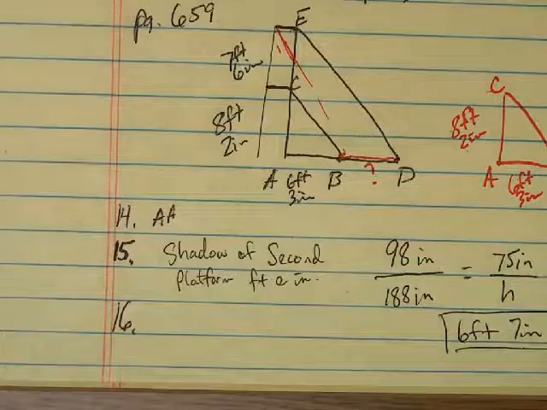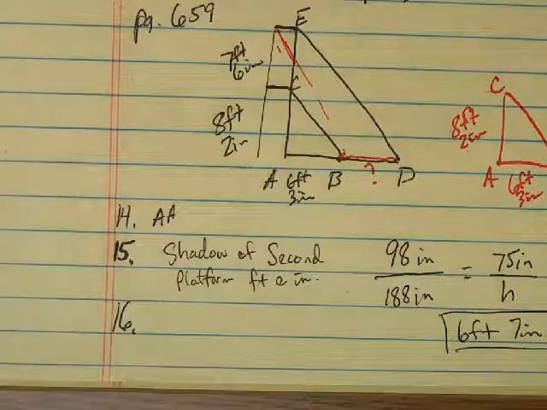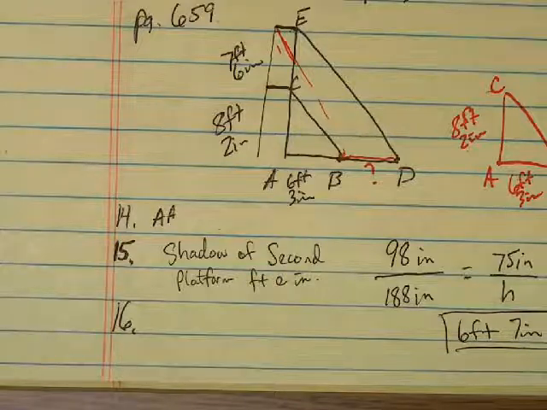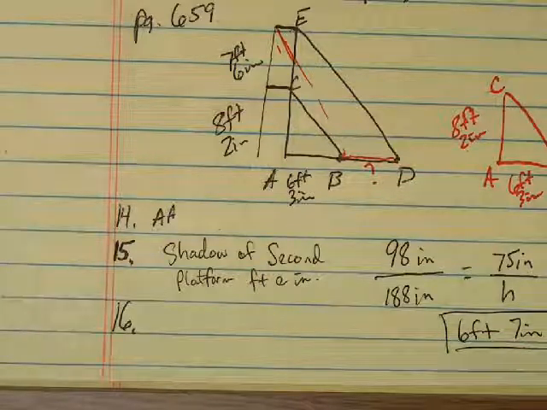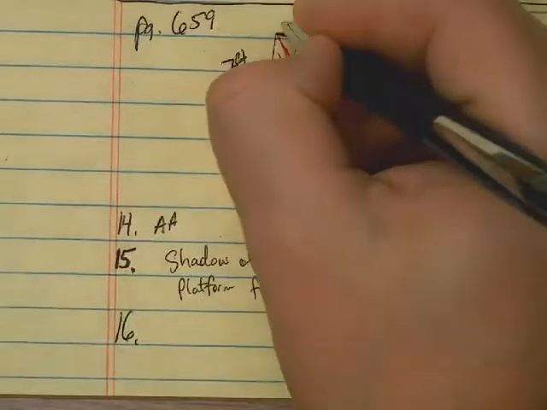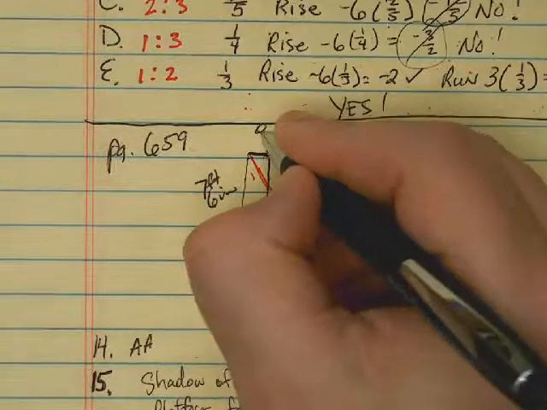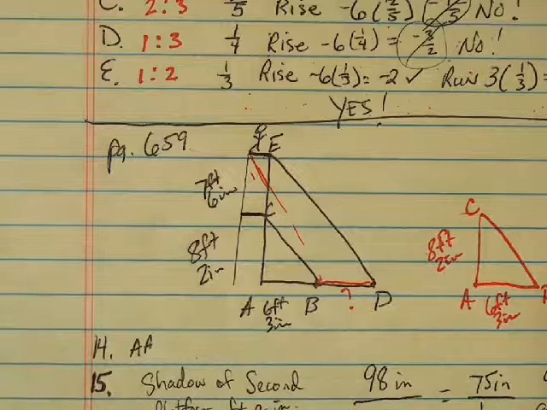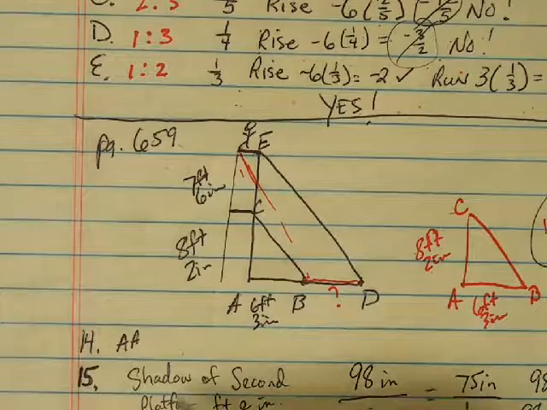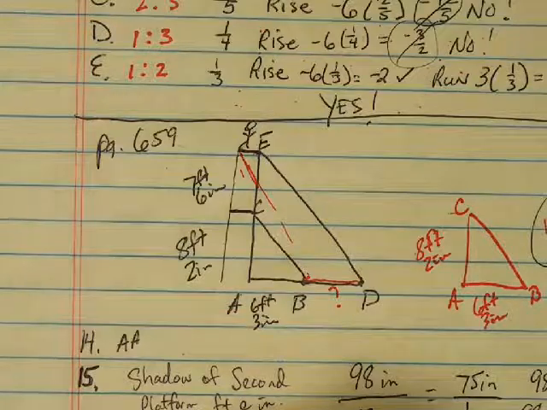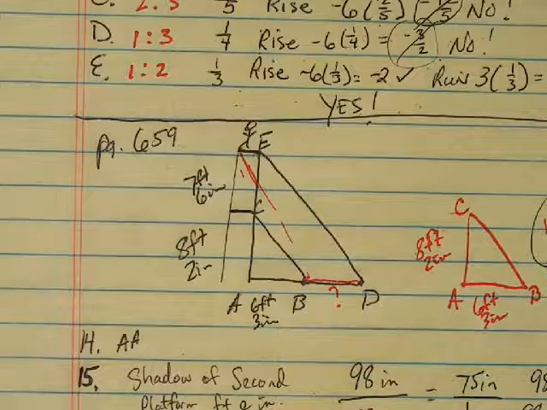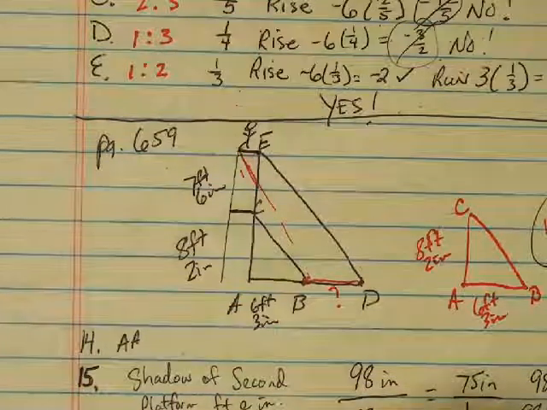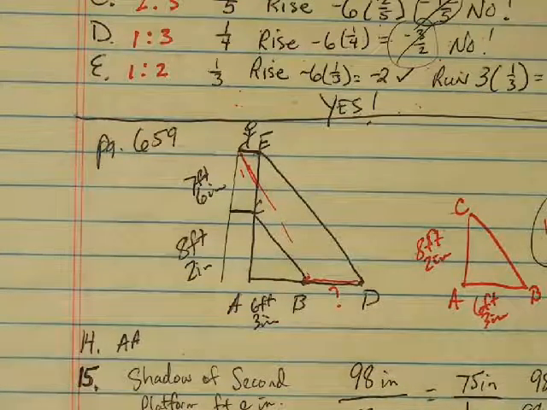All right, 16 says, a technician is 5 feet 8 inches tall, standing on the second platform. Find the length of the shadow that is cast by the scaffold and the technician to the nearest inch. Okay, so let's put a person up here on top of this second platform. He's 5 feet 8 inches. So we're going to take this 15 feet 8 inches plus 5 feet 8 inches. That's 20 feet 16 inches, which is 21 feet 4 inches. All right, so that's the entire height.